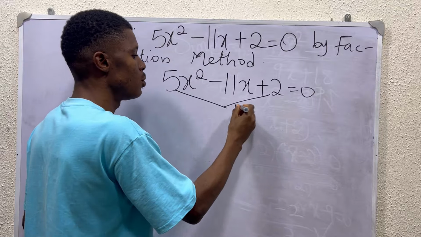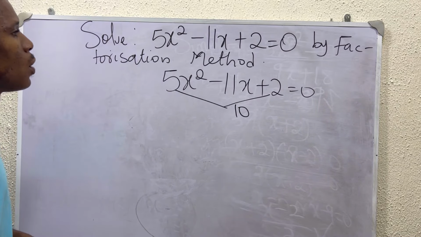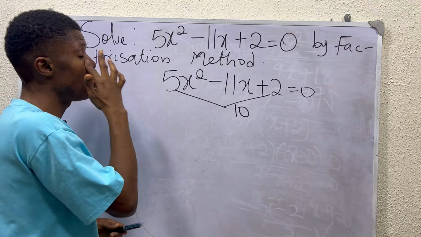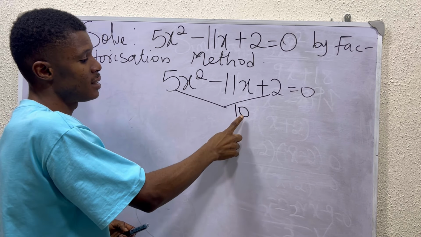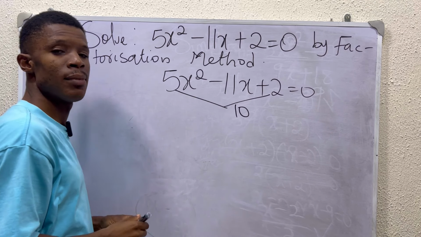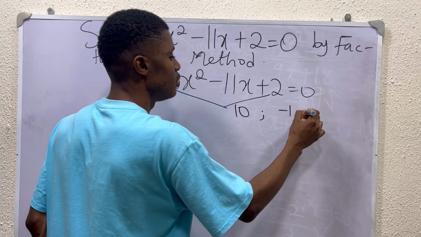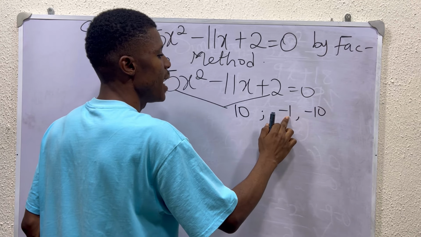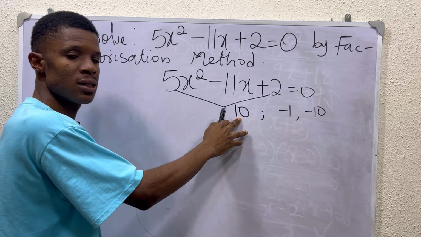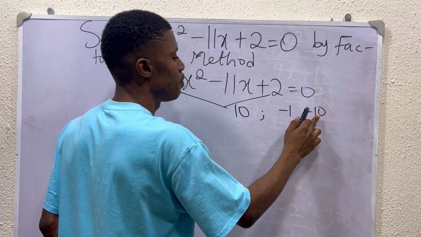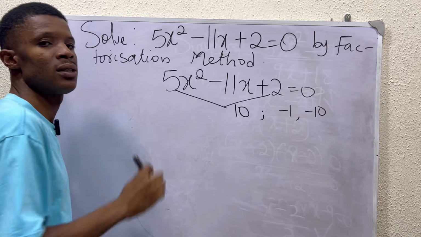Their product will be what? 10, right? So you have to think of two numbers that once you multiply them, you get 10, but if you add them, you get minus 11. The two factors are what? Minus 1 and what? Minus 10. Minus 1 times minus 10 is plus 10. And minus 1 plus minus 10 is minus 11.